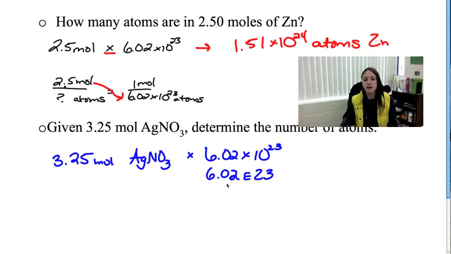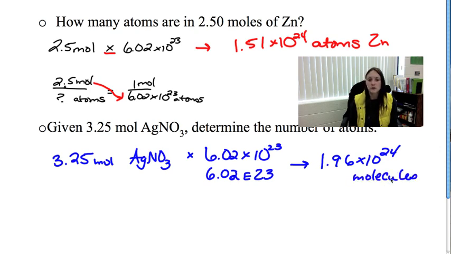Plug it in just like that, and then you get out your answer, which should be 1.96 times 10 to the 24th. And actually, that should be molecules. AgNO3 is a compound. Compounds are measured in molecules. But the number is the important part here.